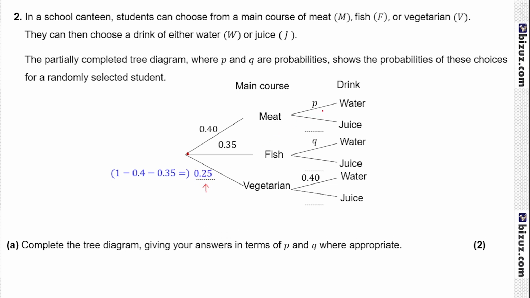Same thing here. We have only 2 branches. One of them is unknown. So the unknown one is 1 minus the other one that we know. So 1 minus P. Same thing here. If this is Q, the complement here is 1 minus Q. If this is 0.4, the complement here is 1 minus 0.4 or 0.6. So we have completed the tree diagram. We have filled up all the gaps.